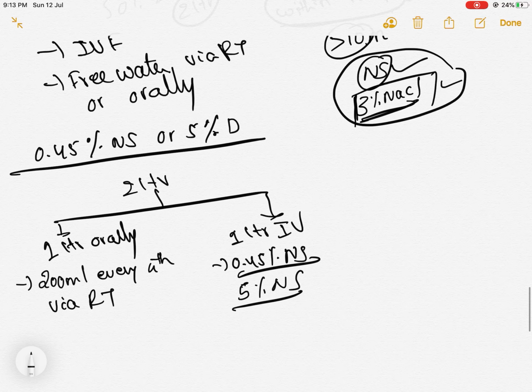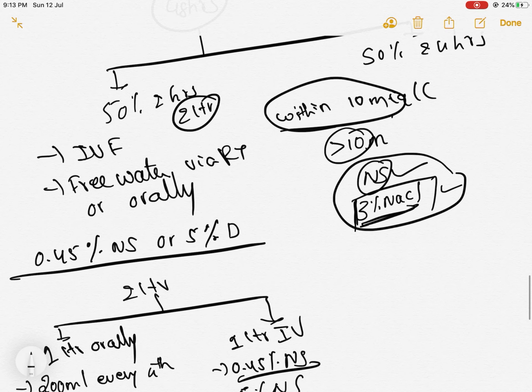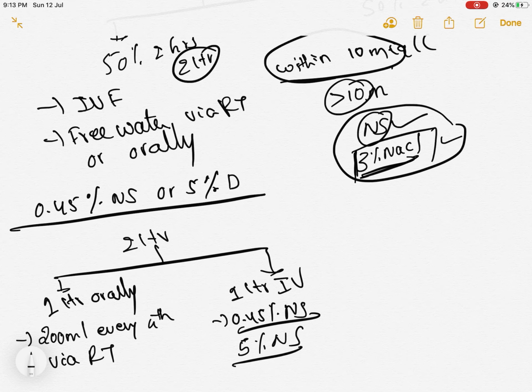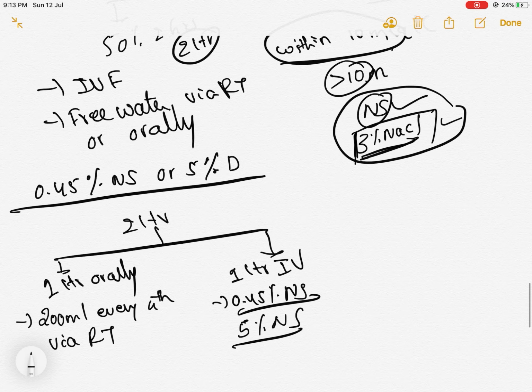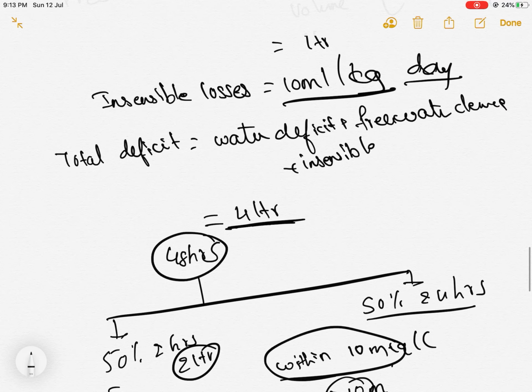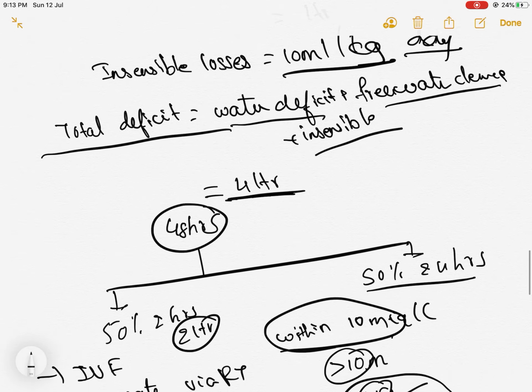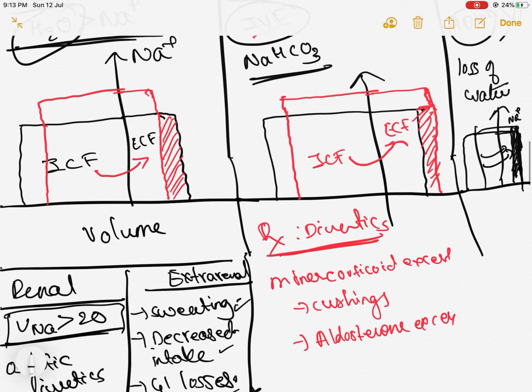Now in first 24 hours, if the correction is less than 10 milliequivalents and the response is adequate, then in the next 24 hours, based on the values after 12 hours and 24 hours, you recalculate and again start from this step, that is calculate total deficit, free water deficit, free water clearance, and insensible losses. So with this we complete hypernatremia.